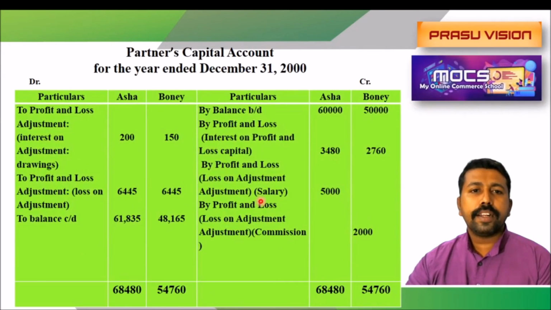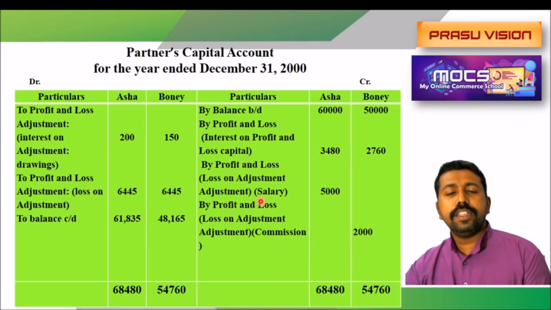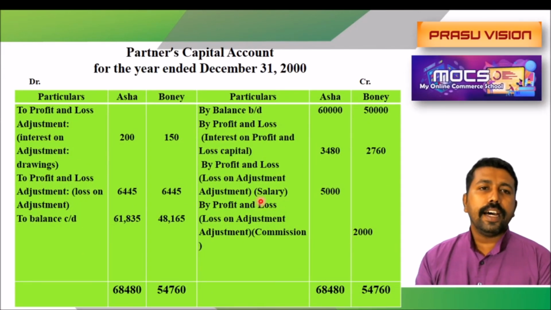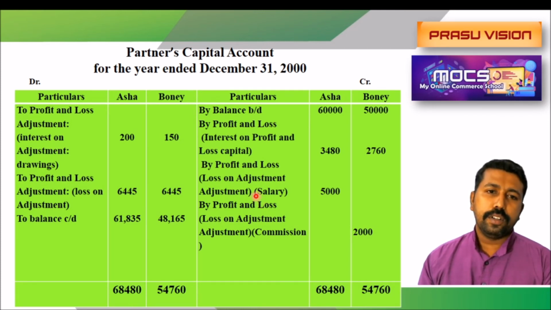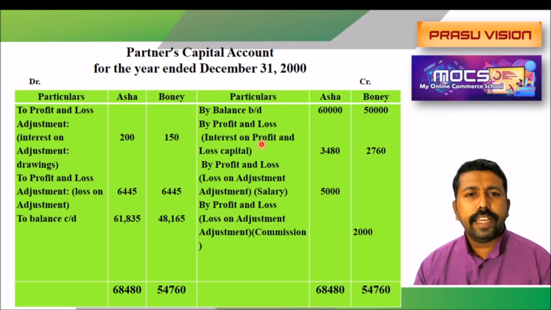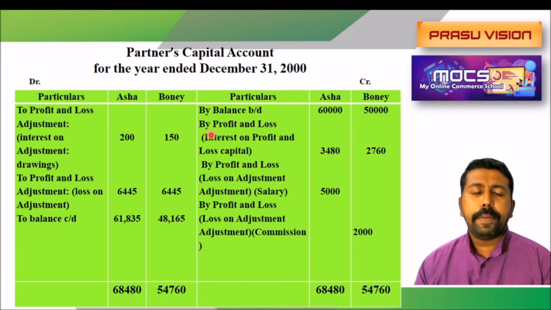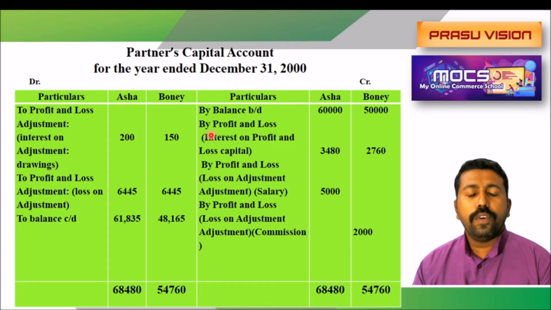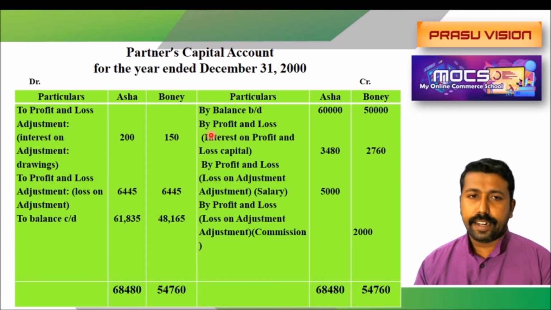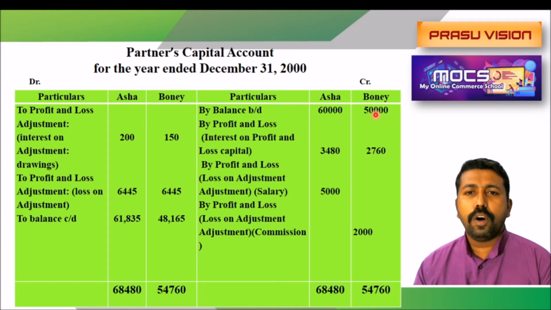Then we will write all the items, all the single entries, in the partners' capital account. We are going to record all the items from the profit and loss adjustment account to the partners' capital account for rectifying the error. It will be done at the end of the financial year. So please look at the entries. First we are writing the opening capital, 60,000 and 50,000.